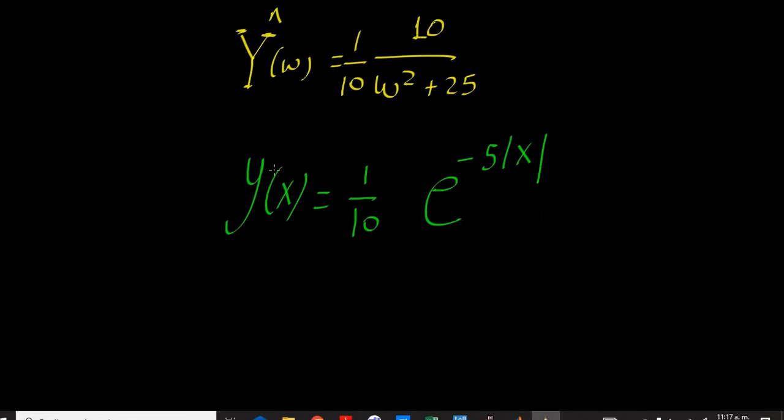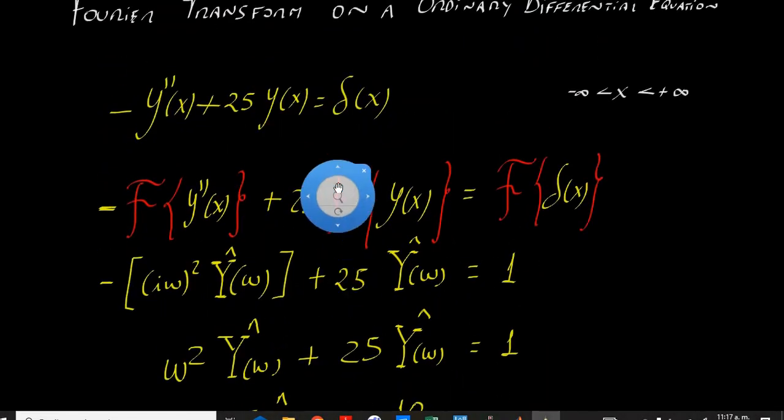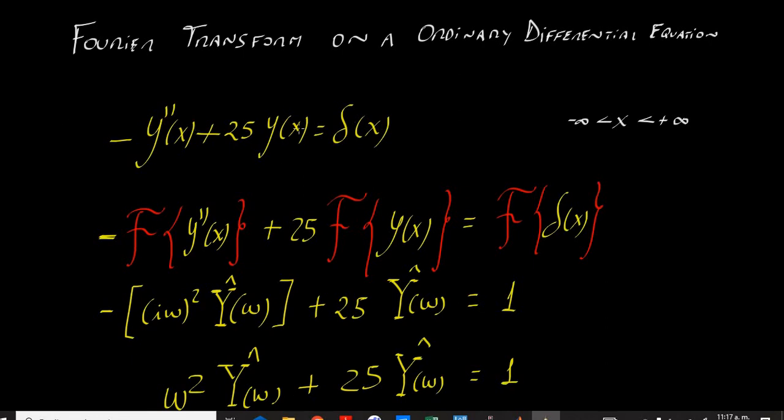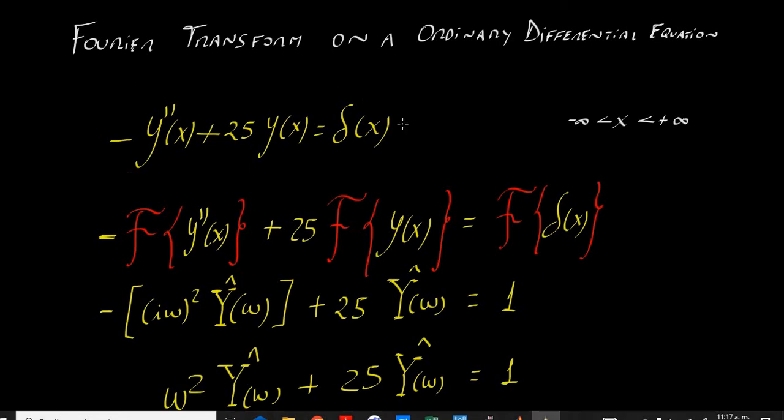So we were able to find one solution for this differential equation. Actually, the solution that we found is the non-homogeneous solution of this equation. This solution is not the homogeneous solution of this equation.